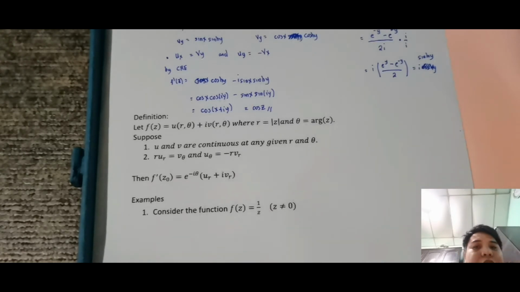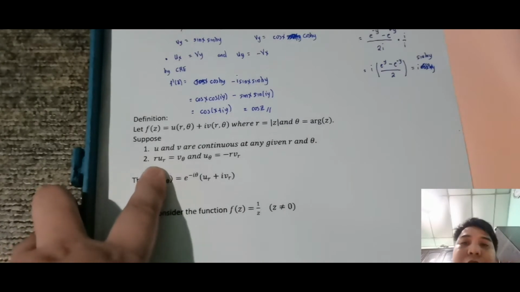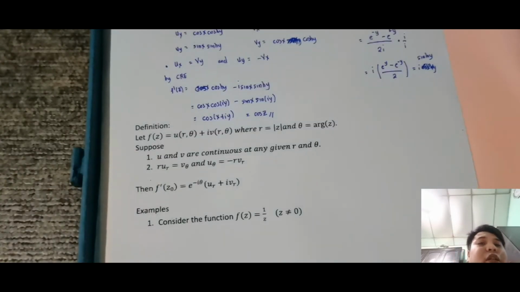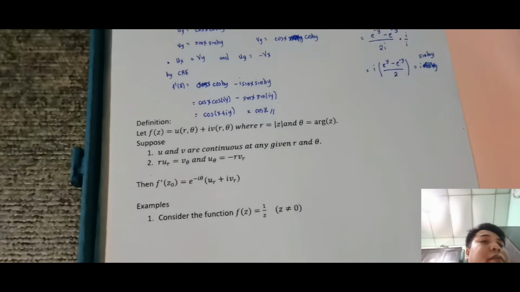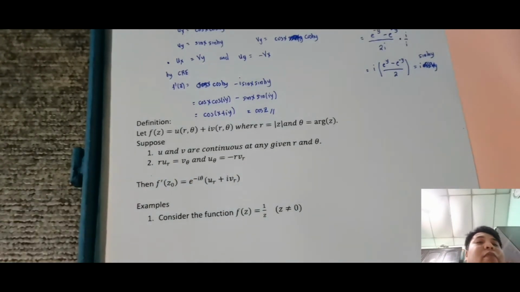Then afterwards, kukunin mo to. R times the partial derivative of u with respect to r, equal ba dapat siya sa partial derivative of v with respect to theta? Next, partial derivative of u with respect to theta, equal dapat siya sa negative r times partial derivative of v with respect to r. Ganun kasi. Then lastly, pag nag-satisfy yun, pwede mong gamitin to: f prime of z naught is equal to e raised to negative i theta times partial of u with respect to r plus i partial of v with respect to r. Okay, so ngayon check natin to.